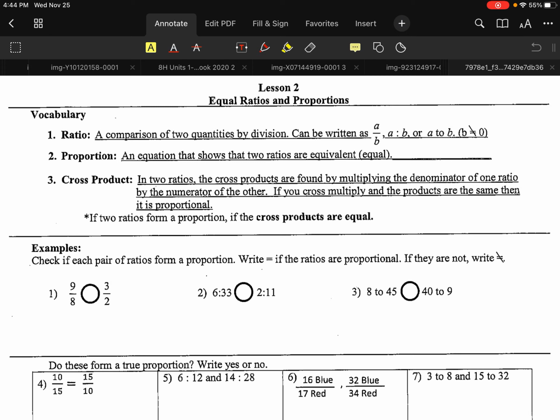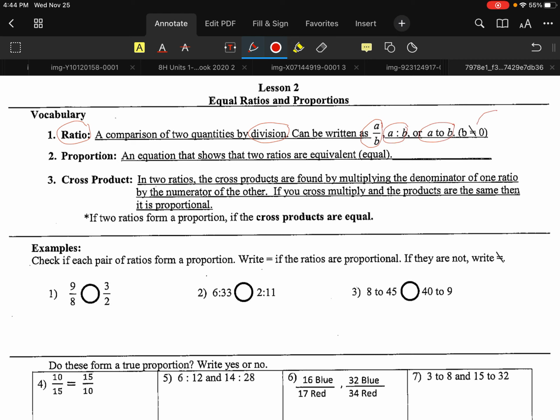Welcome to lesson 2, equal ratios and proportions. Our definitions are already filled in here. Ratio we spoke about in lesson 1. A ratio is a comparison of two quantities by division, so we can write it as A over B, A colon B, or A to B.